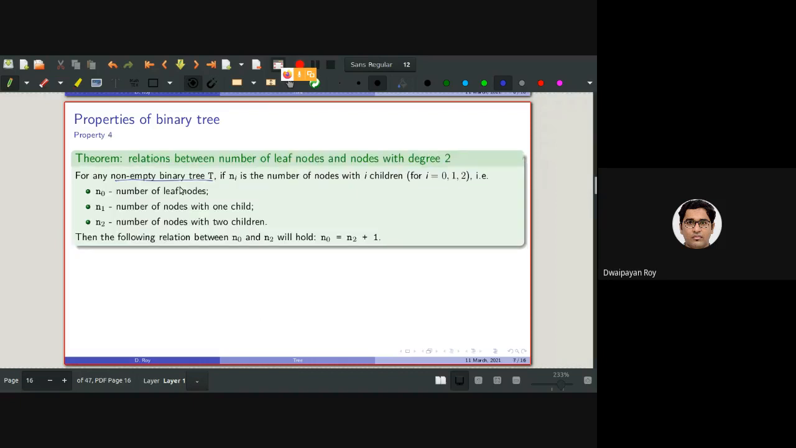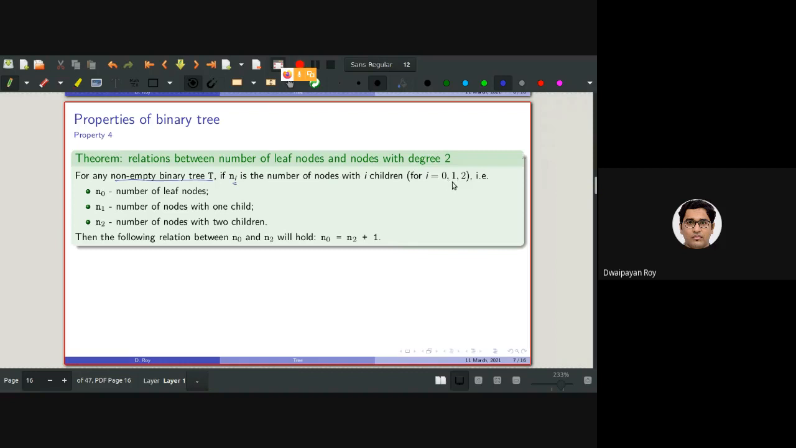Okay, so the property is again for any non-empty binary tree. These properties are true for this, particularly this property is true only for a non-empty binary tree, that is, a binary tree containing at least one node. For any non-empty binary tree T, if n suffix i is the number of nodes with i children, of course, as it is a binary tree, the value of i will be either 0, so basically n0 will be the number of leaf nodes.